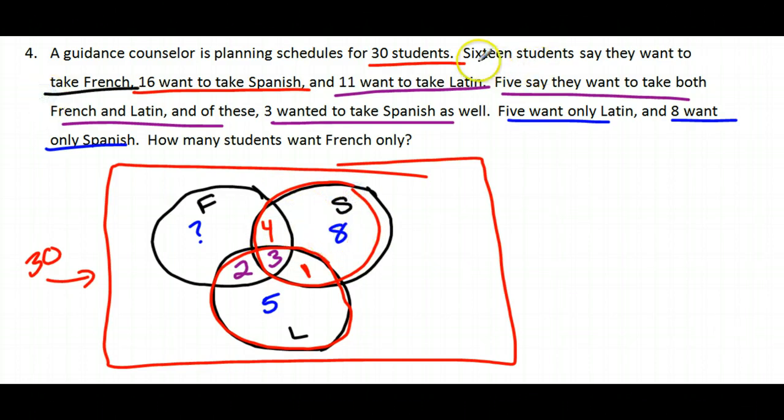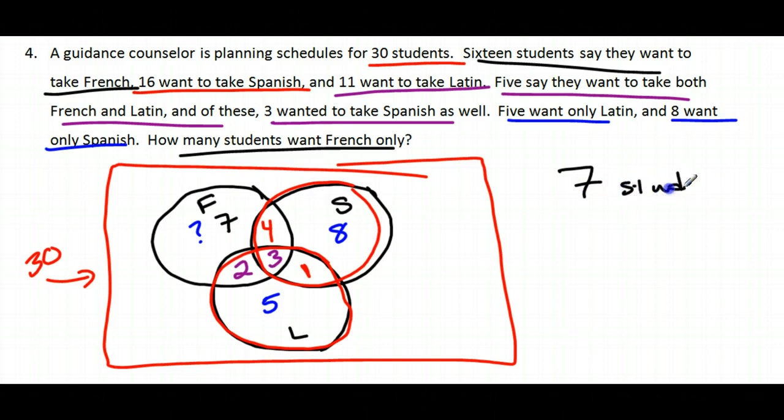Finally, I get back to the French. 16 want to take French. I know all the other categories. 2, 3 is 5, plus 4 is 9. How many am I missing? Well, the answer is 7. I'm missing 7 students. 7 plus 4 plus 3 plus 2 would give me the 16. Now I've got all my students accounted for. How many want to take only French? The answer is 7 students.